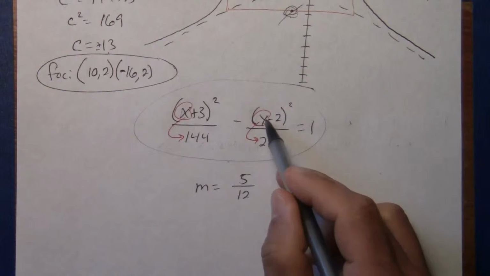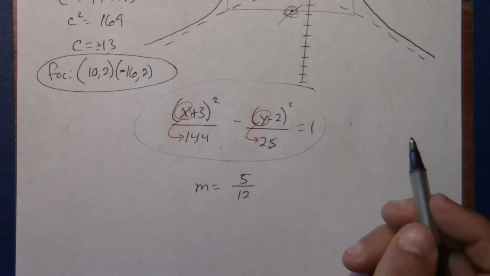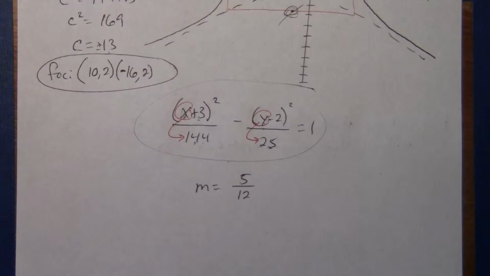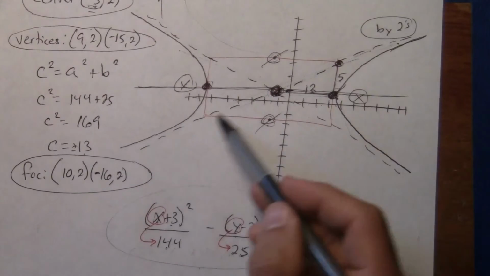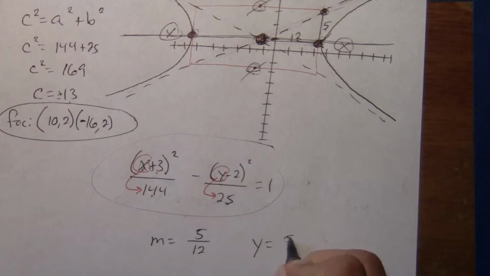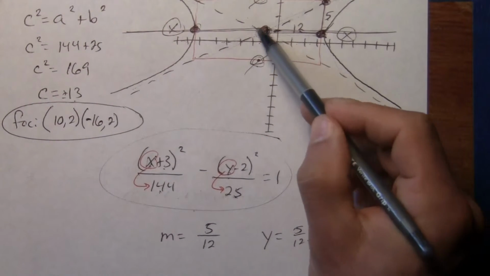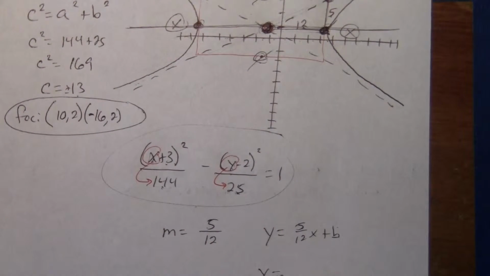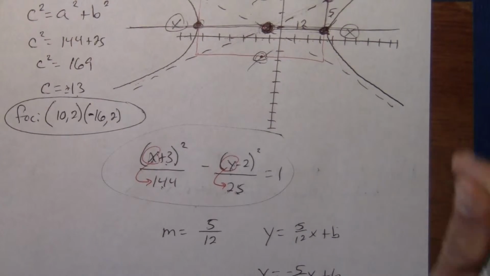So it's the square root of whatever's under y divided by the square root of whatever's under x. If y was over here, it would be that over that instead. So the equation for this one, because that looks like it's positive, is going to be y is equal to 5/12 x plus b. I can plug in the center, since it's the same. And then for the other one, it would be y is equal to negative 5/12 x plus b.